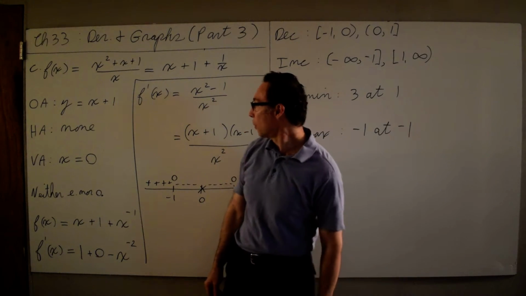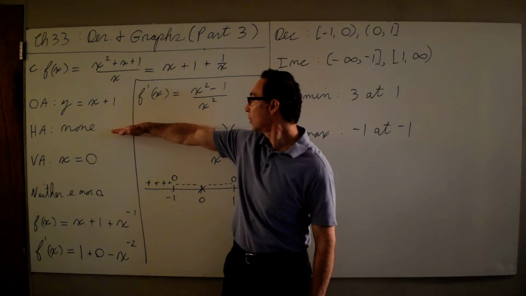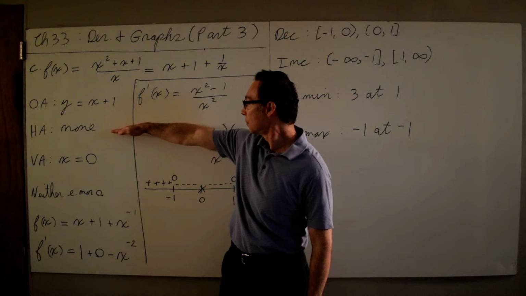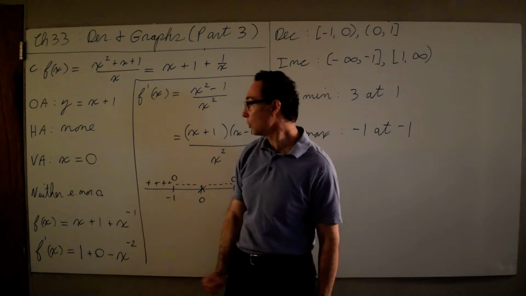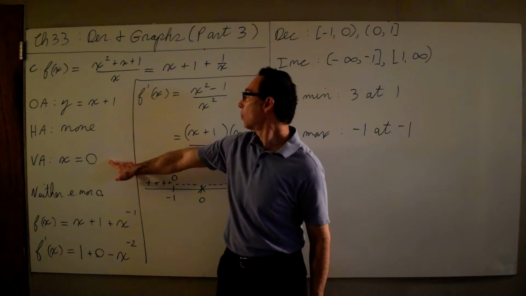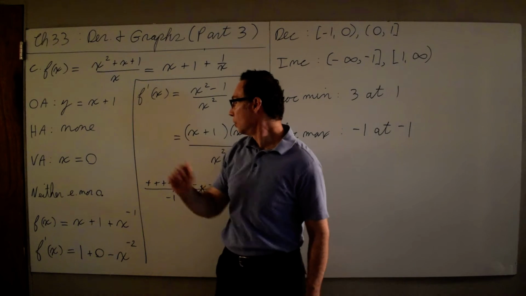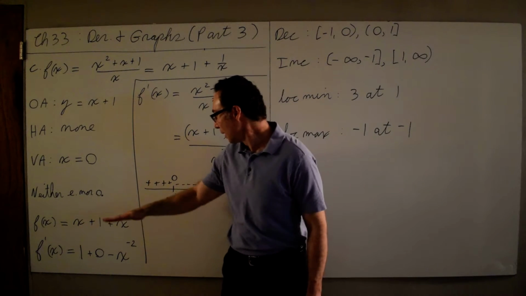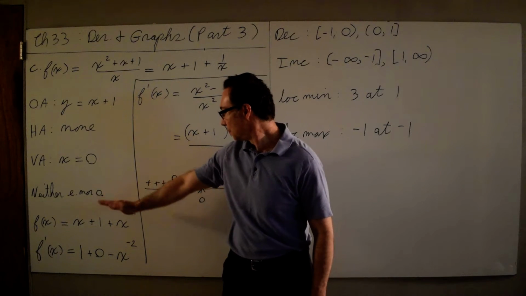Remember, with rational functions, oblique asymptotes and horizontal asymptotes are mutually exclusive. You can't have both. You don't have to have either one, but you can't have both for a rational function. Vertical asymptote, the vertical line x equals 0. 0 is a root in the denominator, but not the numerator. It's neither even nor odd. See the notes for that explanation.